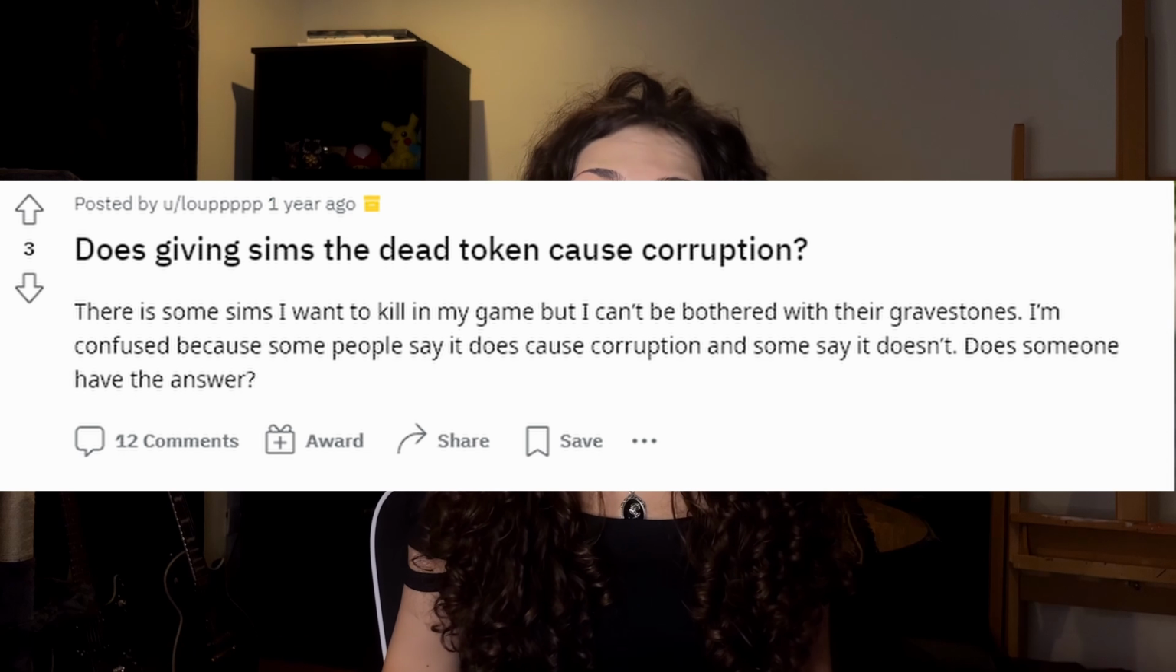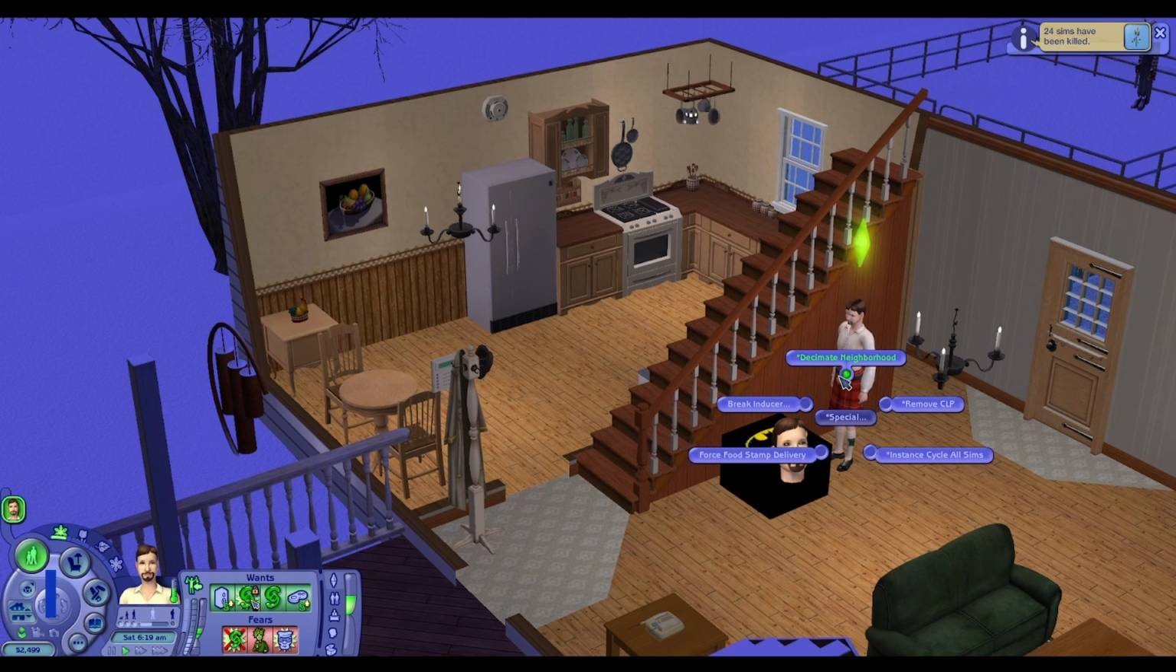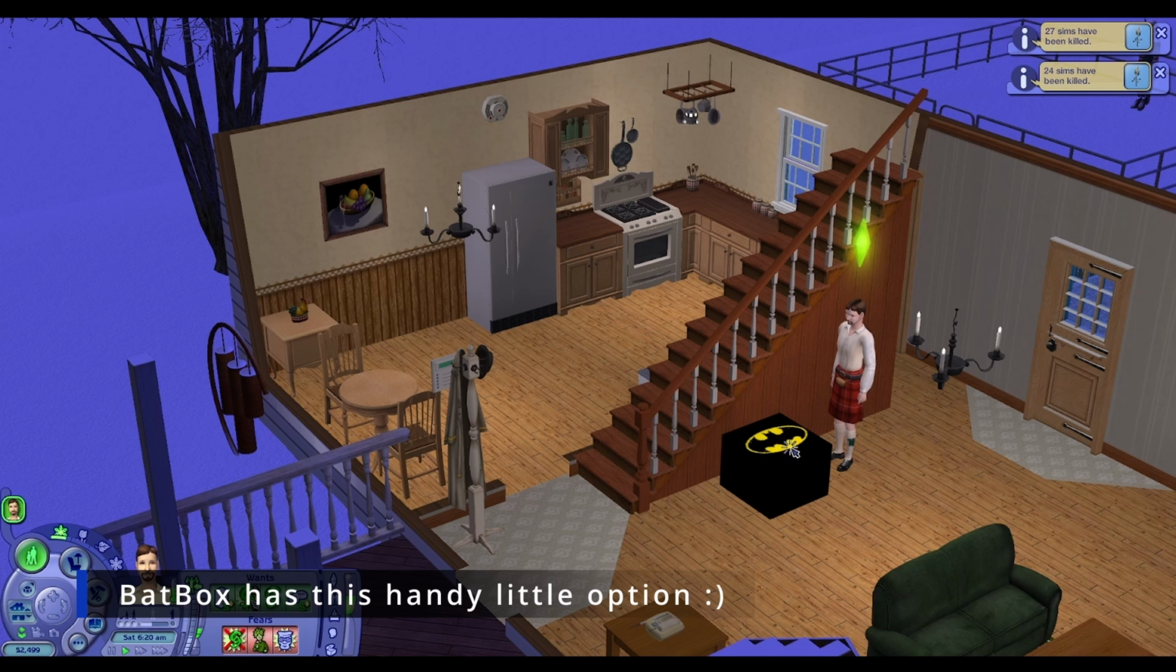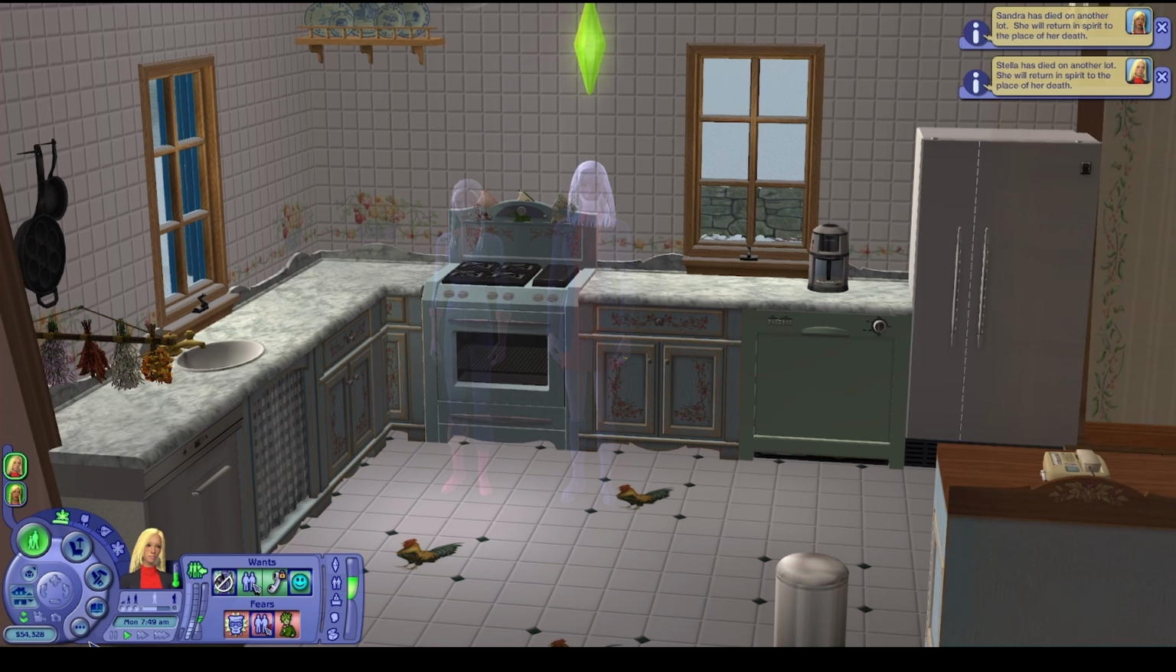Now, let me make this absolutely clear. The I am dead token is a perfectly normal and safe game mechanic. It does not corrupt your game. And that includes any tokens you give to your sims using testing cheats. You might see some people online claiming that giving your sims this token causes corruption, but trust me, it does not. There is no way it could. You could give that token to everybody in your neighborhood and nothing bad would have happened. Well, other than everybody would be dead, of course.